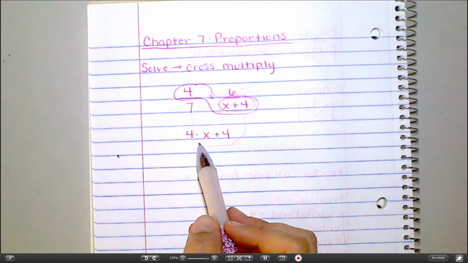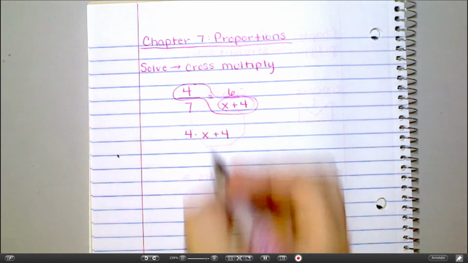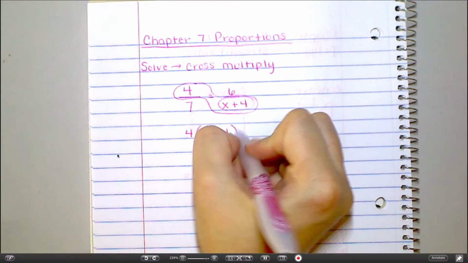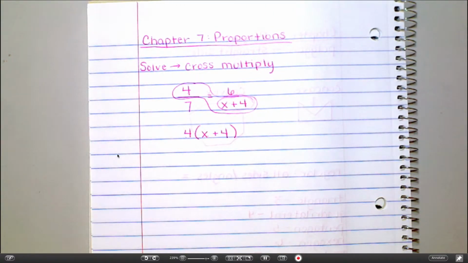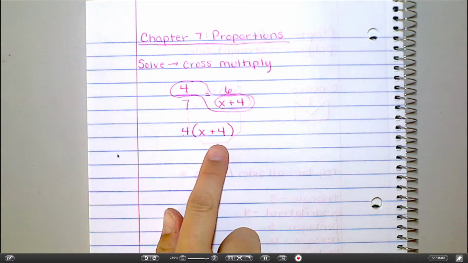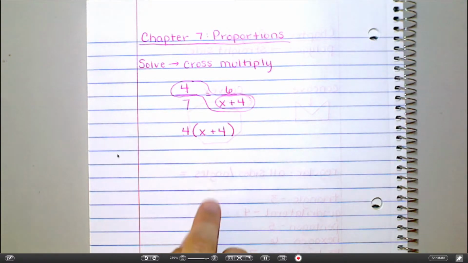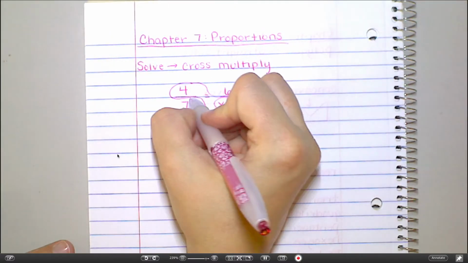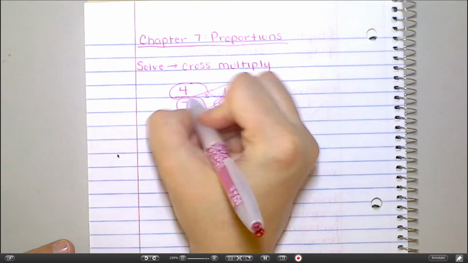Ian, what do you think? Okay, so what I would actually do is I would write this in parentheses like this, and then I heard it from both of you. You're right. You would have to multiply the 4 by both of those things. But I would just write it in parentheses for yourself, and then you're going to remember to do the distributive property. And then over here I would do 7 times 6, which is 42.